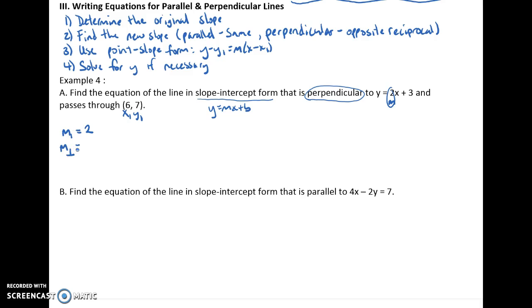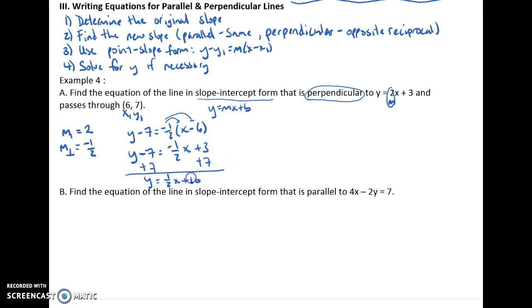So when I think, what do I multiply to 2 to make it negative 1? What's the opposite reciprocal? Well, that's negative 1/2. And then I've got x1, y1, so let's go ahead and plug it into point slope form. So y minus 7 equals negative 1/2 times x minus 6. Then I wanted y equals mx plus b, so I'm going to go ahead and distribute to get y minus 7 equals negative 1/2 x plus 3. And then add 7 to finish it off to get y equals negative 1/2 x plus 10. Okay? Nice and simple. Try B, and we are done.